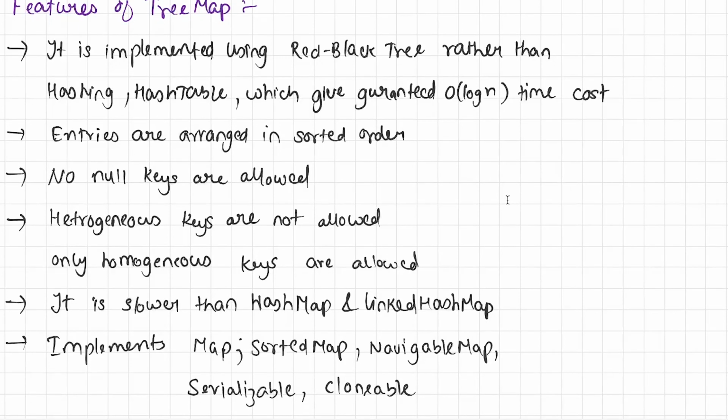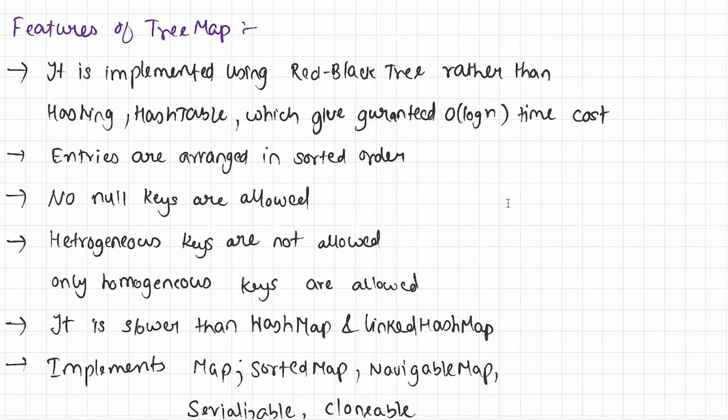Now the next feature of TreeMap is that it is slower than HashMap and LinkedHashMap. And it is so obvious because HashMap and LinkedHashMap internally use dynamic size arrays. And dynamic size arrays have random access support so that we can access any element in constant time. But as TreeMap is implemented using red-black trees, the time of searching or traversing a tree is always O(log n), and we already know that O(log n) is slower than O(1). Okay, that is why it is slower than HashMap and LinkedHashMap.